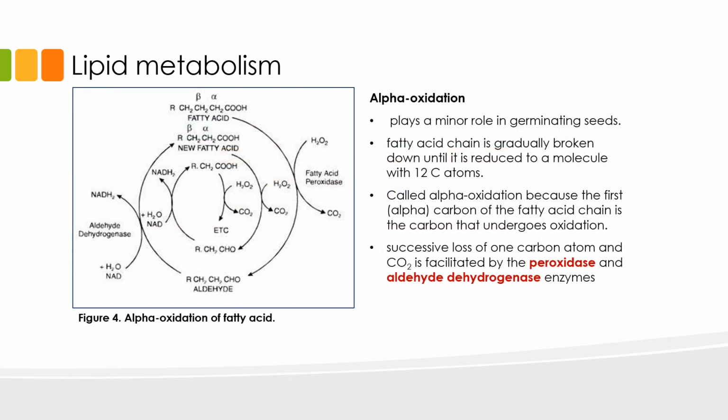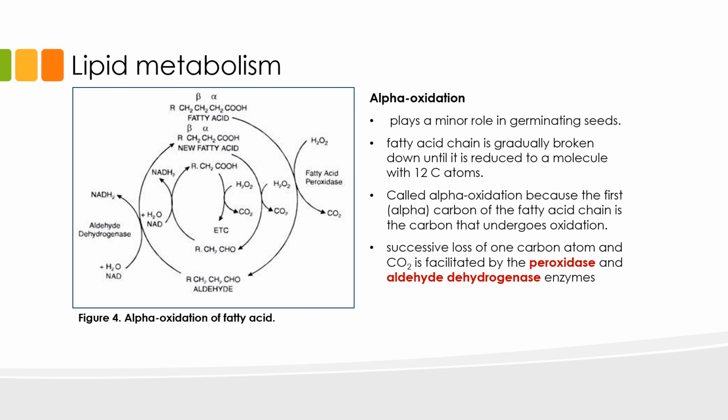Once the fatty acids are in the peroxisome, they will be broken down into simple sugars through the process of alpha or beta oxidation. The alpha oxidation pathway is called as such because the first or the alpha carbon of the fatty acid chain is the carbon that undergoes oxidation first. The fatty acid chain is further broken down until it is reduced to a molecule with only 12 carbon atoms. The successive loss of one carbon atom as carbon dioxide is facilitated by the peroxidase and aldehyde dehydrogenase enzymes.